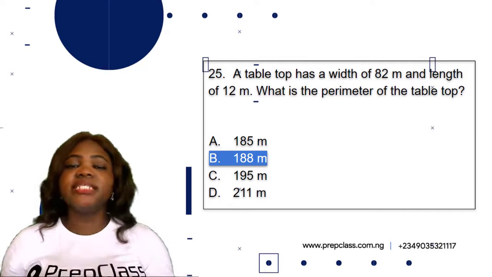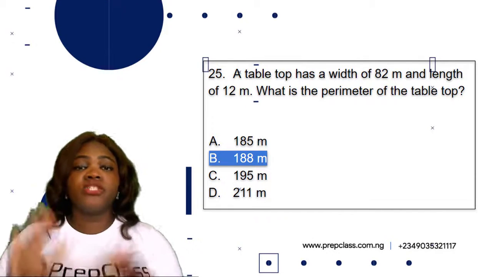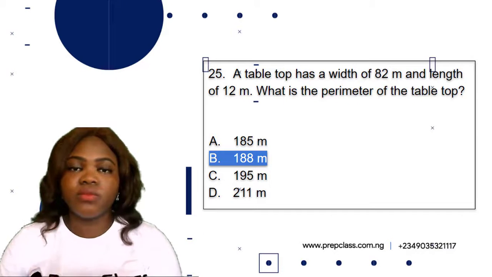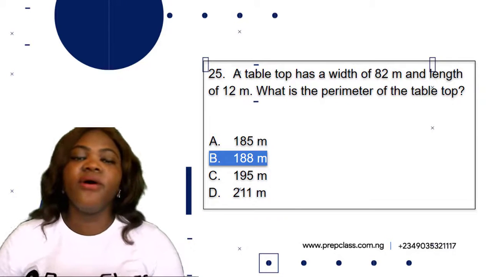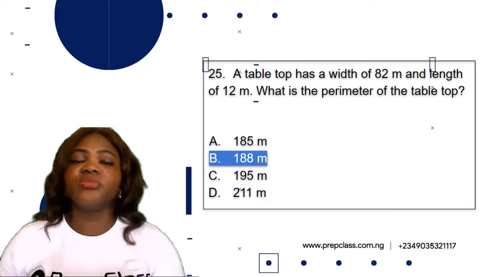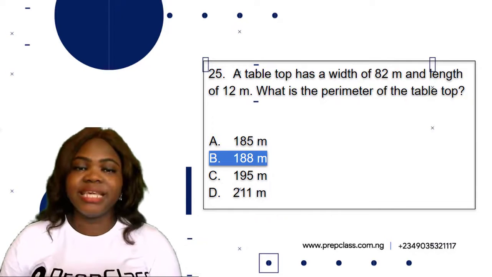So it's very easy. Just make use of the formula 2 times length plus width and then you get your answer. Okay, so the correct option here is option B, 188 meters.